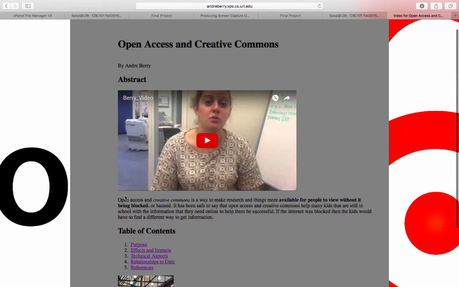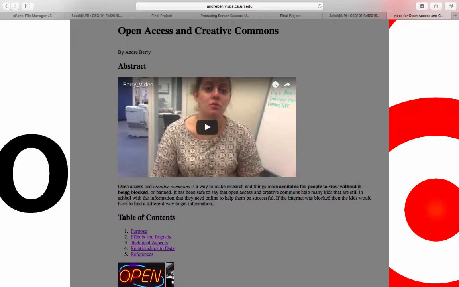So, basically, open access is something that people use on a daily basis but have no idea that they're doing it. Well, open access and Creative Commons is a way to make research and things more valuable for people to view without it being blocked or banned.